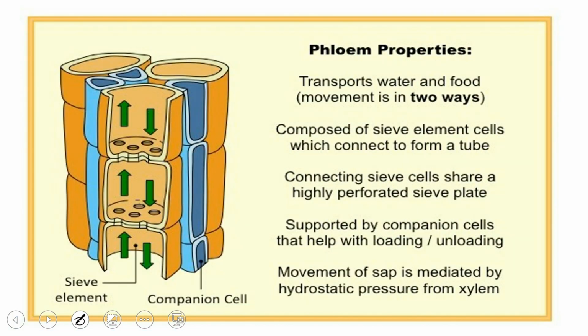Now, if we want to talk about the phloem, as we said, they are living cells, and we have the phloem sieve tube, and we have the companion cells just beside. The companion cells provide nutrients for the sieve tube, and the phloem cells transport water and food in two directions. They have end walls that are perforated, making the sieve plate, and they move the sap made by photosynthesis.